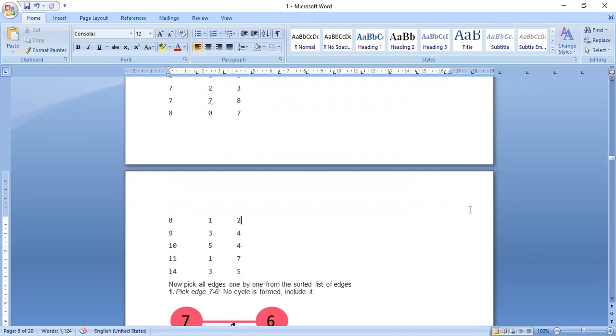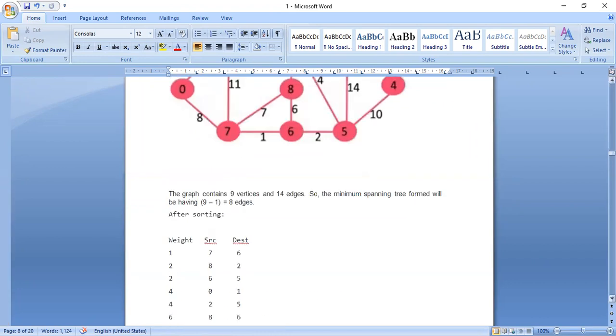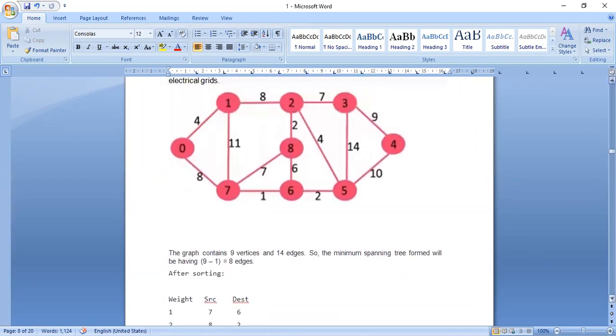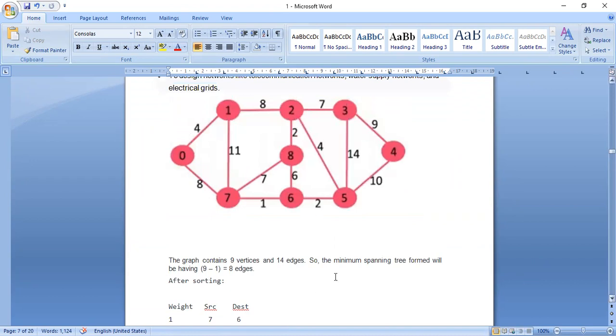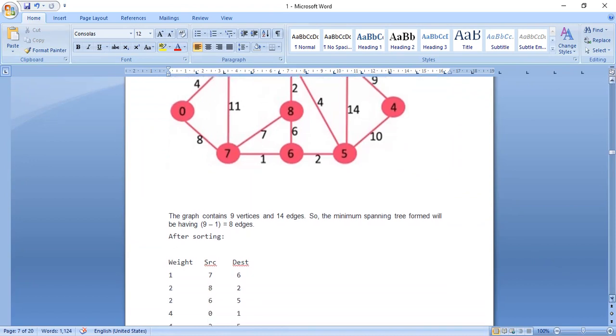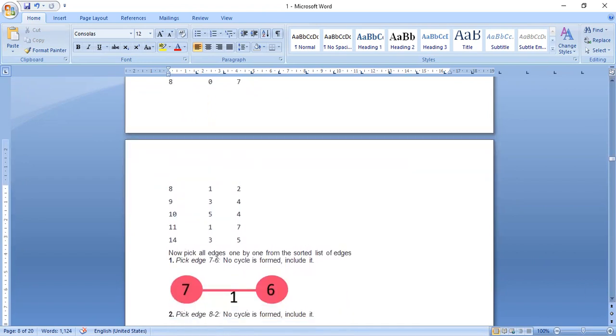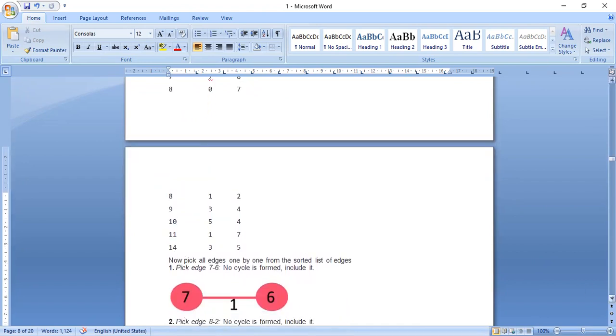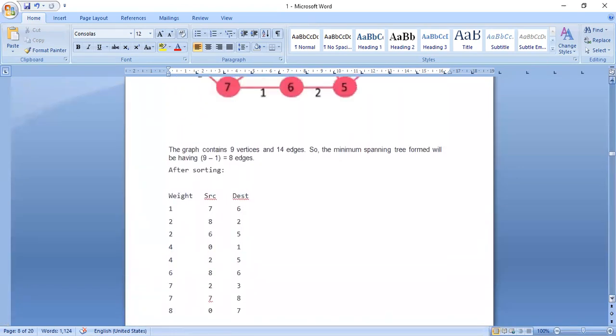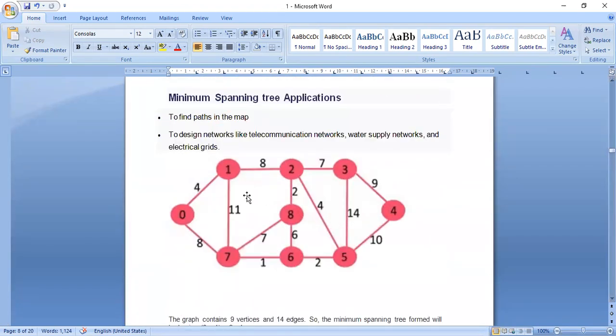So 4 to 5, 8 for 5 to 4. Next, with weight 11, how many edges are there? 1 to 7. After weight 11, what is the next weight? 12. Is there any edge with weight 12?